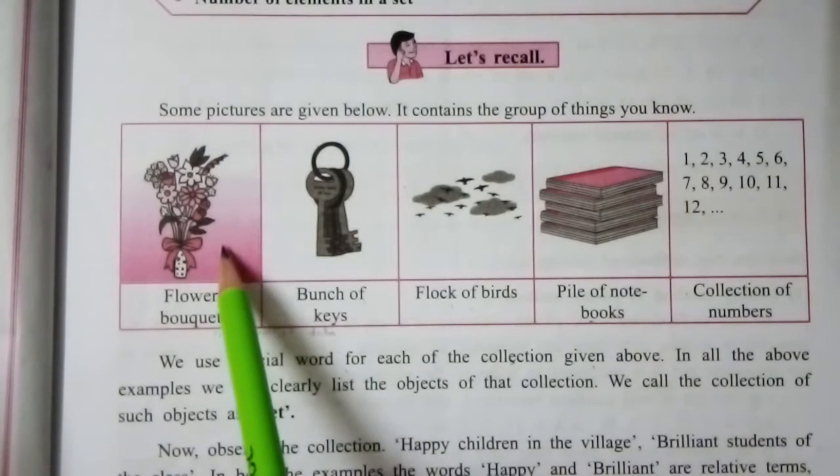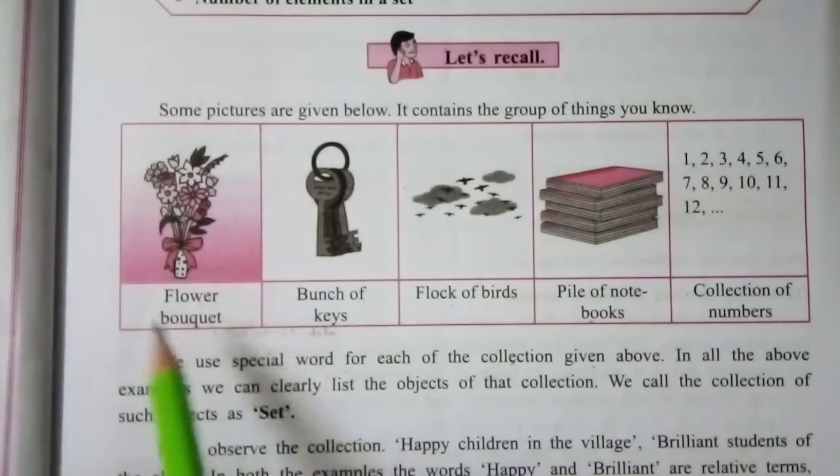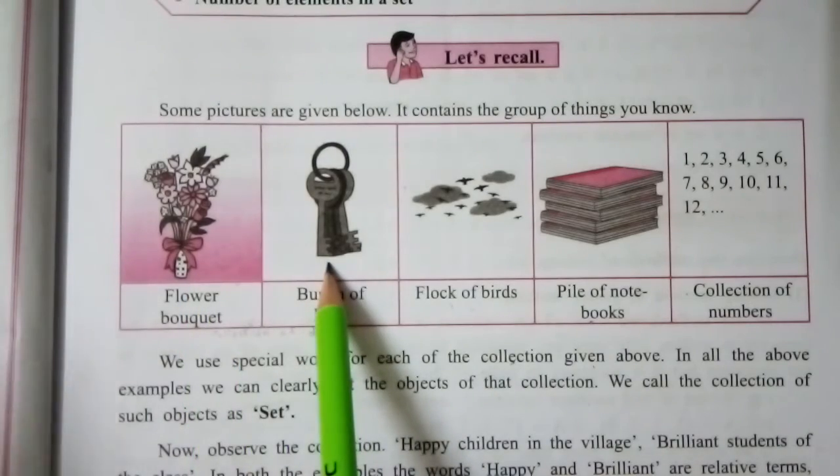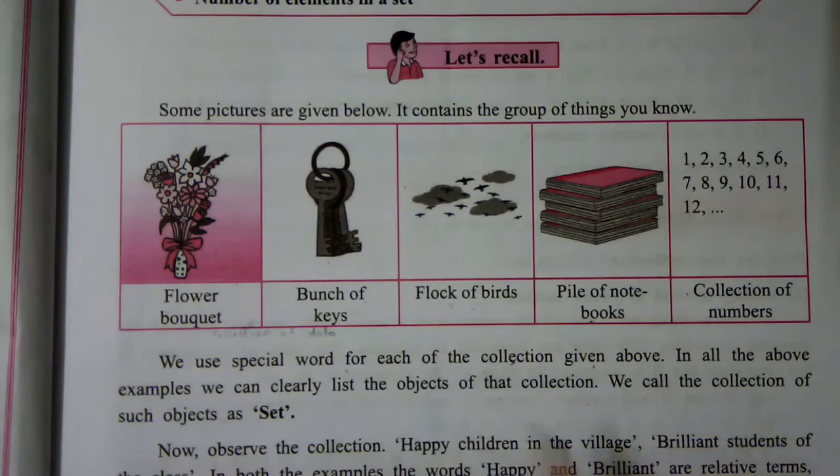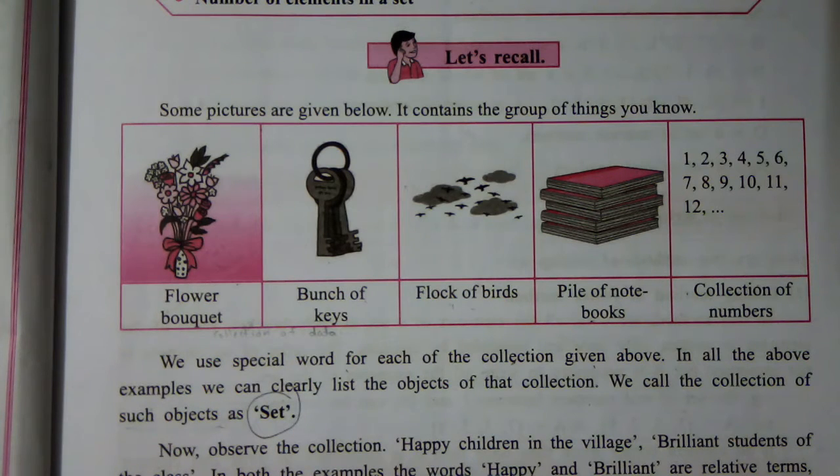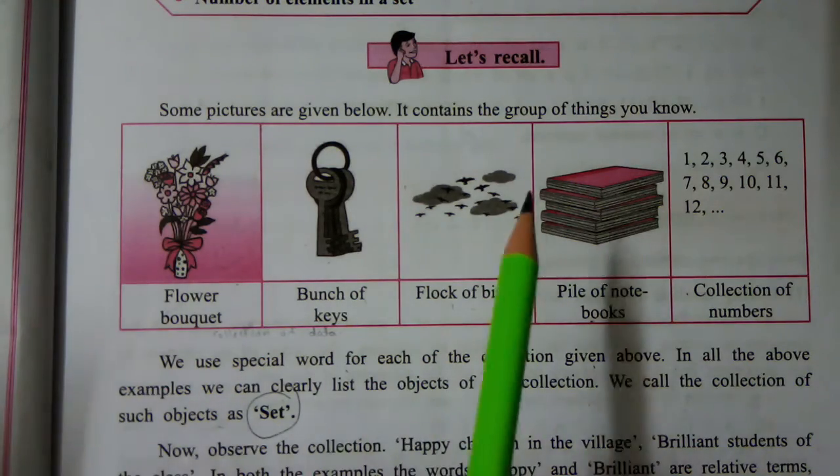So in all the above examples we can clearly list the objects of that collection. That means in the first example, the flowers of the bouquet. There are many flowers, keys, so we can make a proper group, and we call the collection of such objects a set. Okay, so understood what is a set? It is a collection of given information or collection of data.